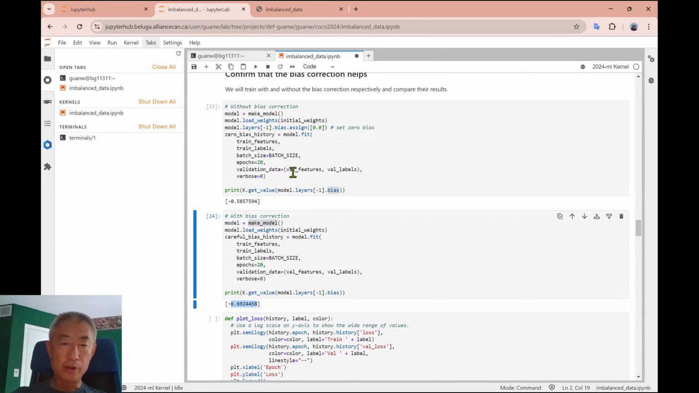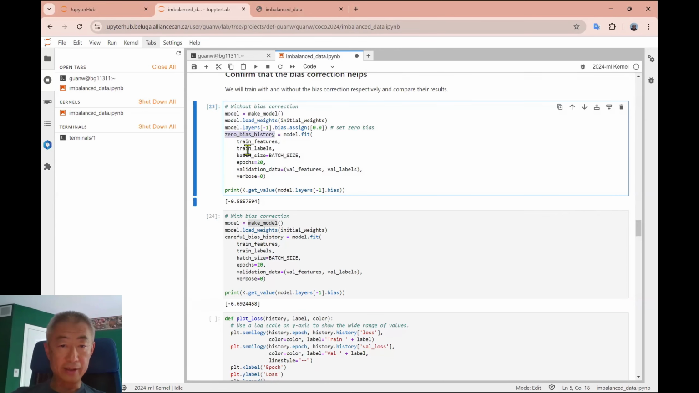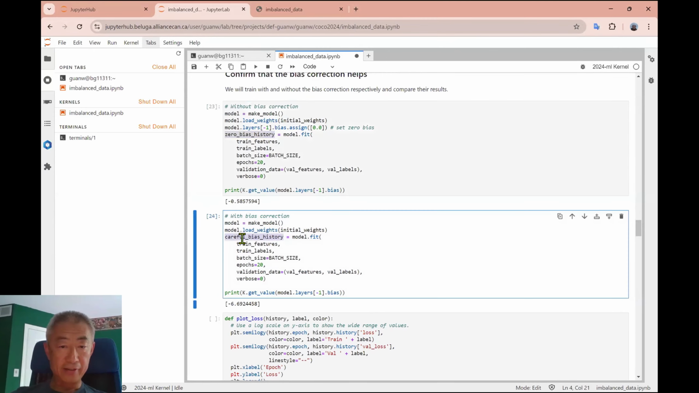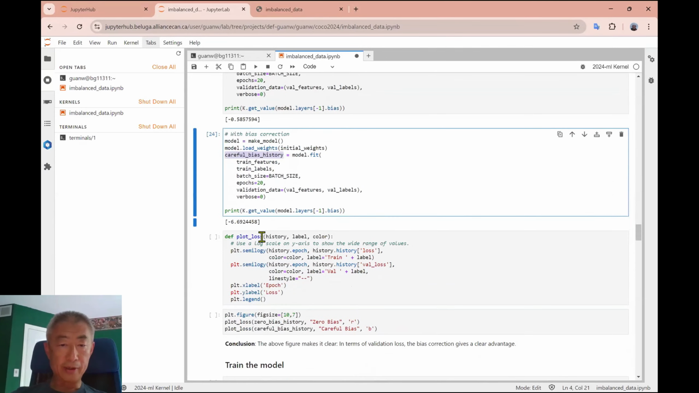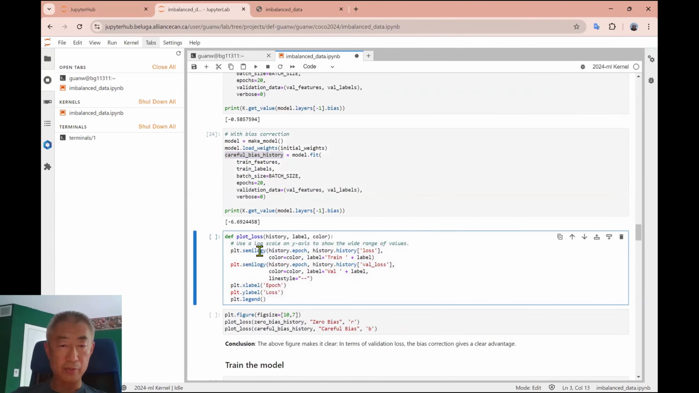So we train these two models, one with and the other without bias correction, and the results are in the history. One's in here, the other is in here. So we're gonna plot this one to see what we have.